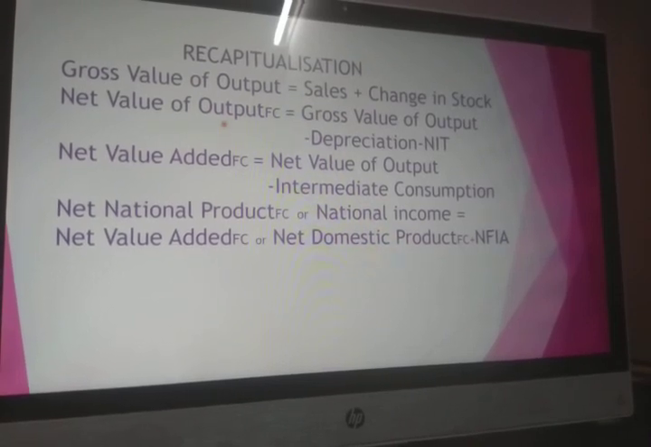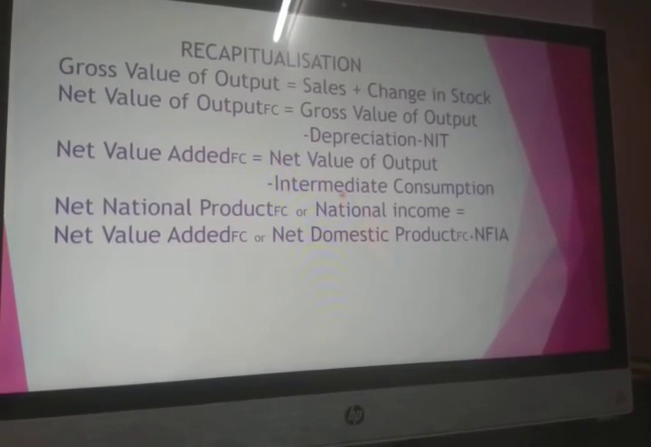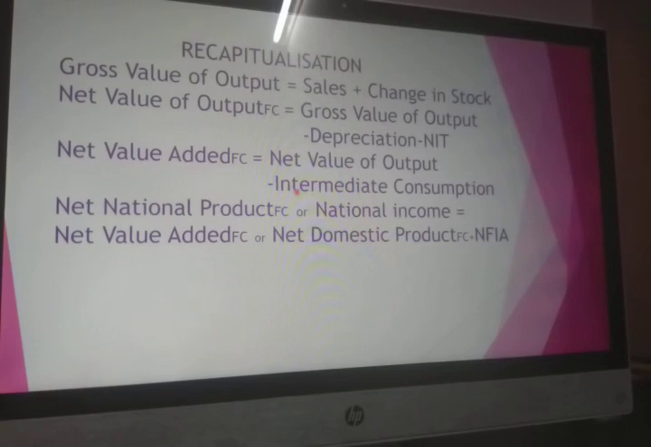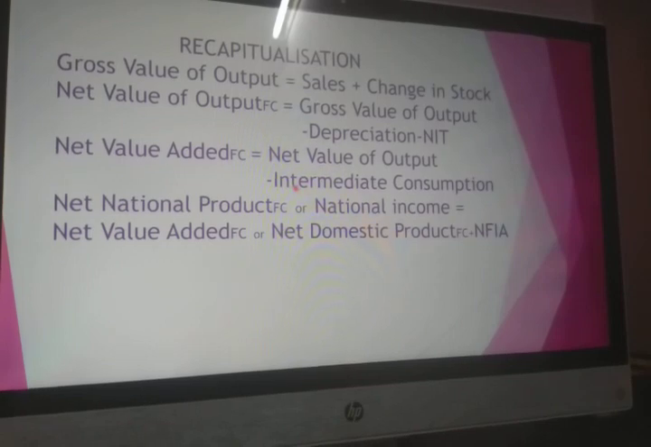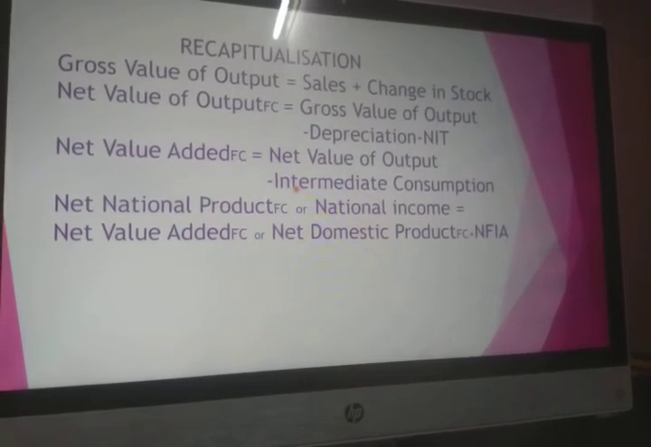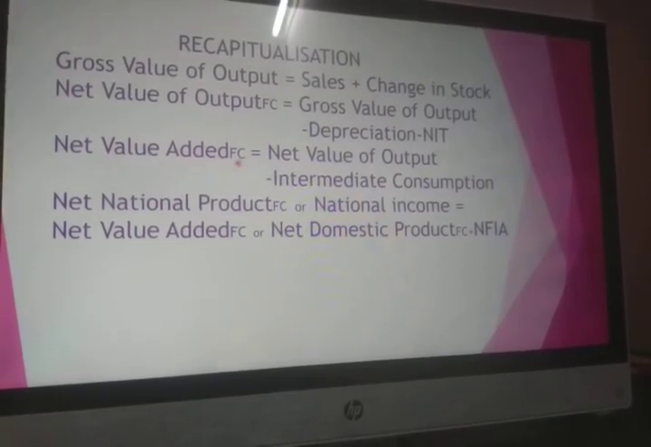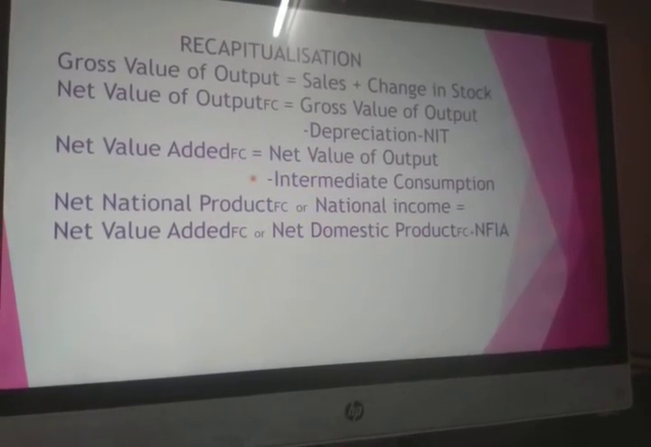Now from net value of output at factor cost, we are going to deduct intermediate consumption. Intermediate consumption is all the purchases made by the producer for the production of a particular commodity, or you can say purchases made by all the producing units for production purposes. If we deduct this from the net value of output, we arrive at net value added at factor cost. This net value added at factor cost is also known as NDPFC, or you can call it domestic income. So now we are at domestic income.